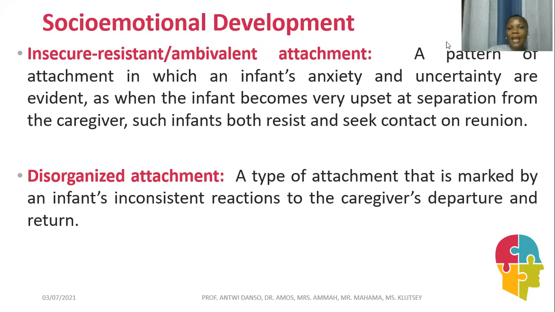Then we have insecure, resistant, or ambivalent attachment. So in these attachments, the child's anxiety and uncertainty are evident, as when the infant becomes very upset at the separation from the caregiver, such that the infant resists seeking contact on reunion.